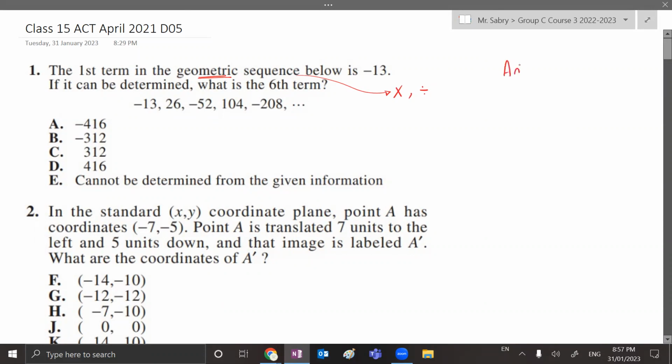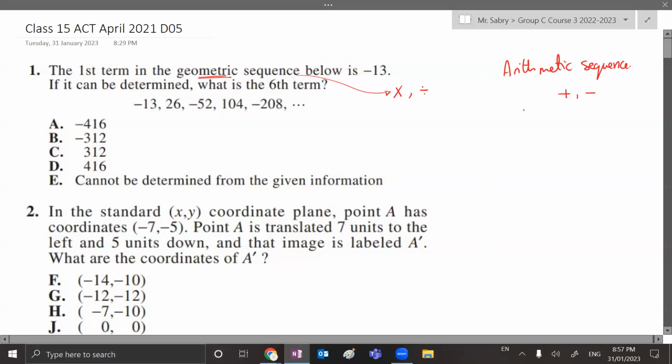While an arithmetic sequence is a sequence that is created by adding or subtracting the same number over and over again. When you look at the number of terms given, you have the first, second, third, fourth, fifth, and they're looking for the sixth only. So you can easily just figure out what is the number that we're multiplying by or dividing by, and accordingly get the sixth term.